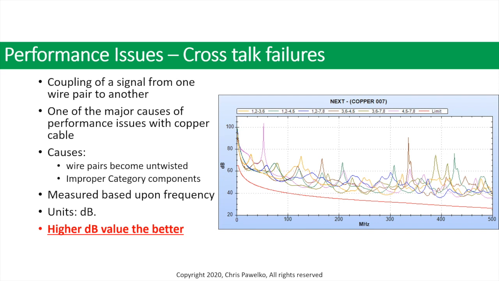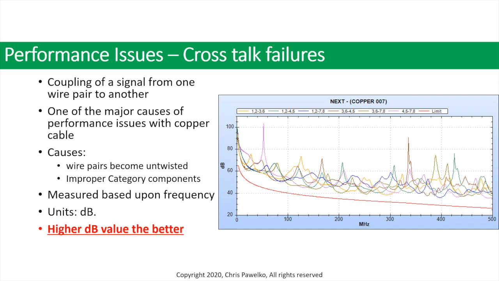So that is crosstalk. And the causes of crosstalk are wire pairs becoming untwisted, because the twisting in the wires are there to mitigate crosstalk. So if they come undone, then it's going to cause crosstalk. Plus also improper category components. So say, for example, you have category 6 connectors and you have category 5E cable, and then you go to test at category 6. You will have crosstalk issues.